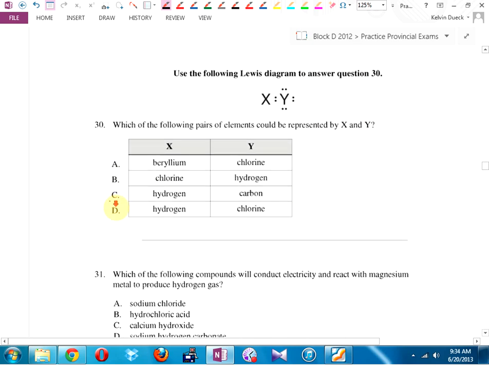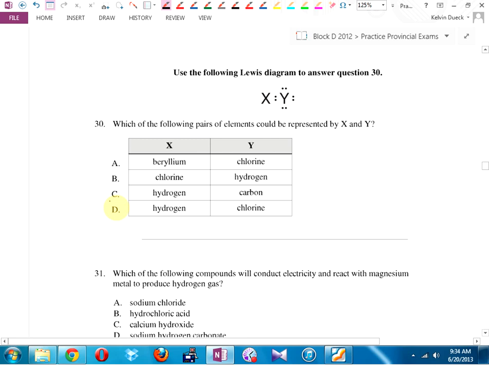Thank you. Use the following Lewis diagram to answer number 30. Which of the following pairs of elements could be represented by X and Y? Can Y possibly be hydrogen?